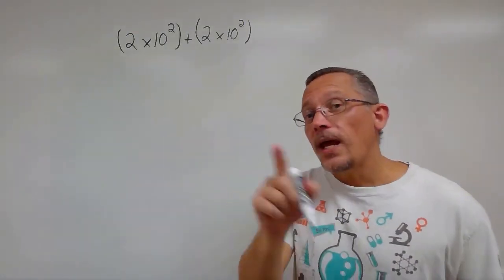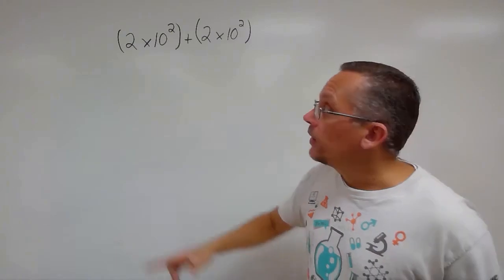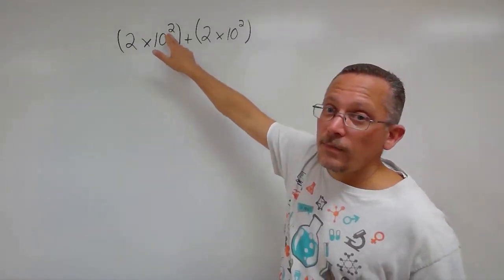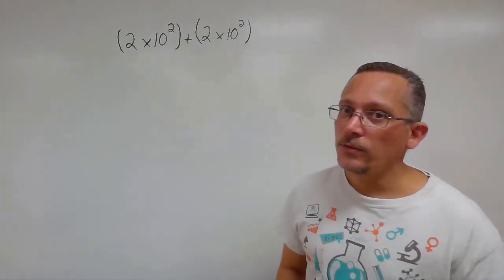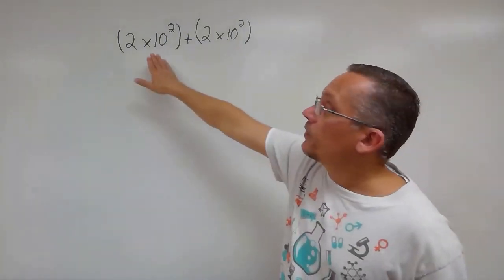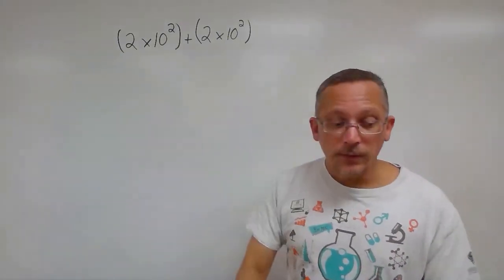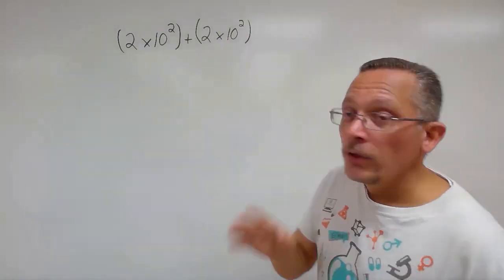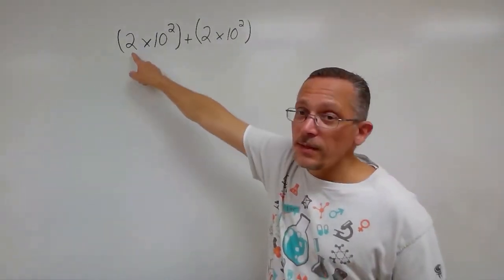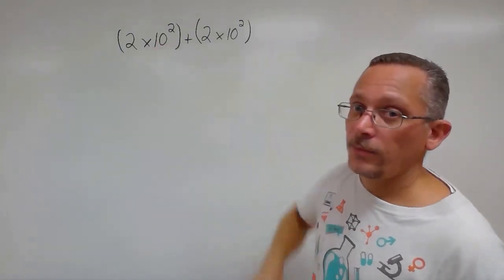Okay. Secondly, when I add or subtract numbers in scientific notation, they must have the same exponent. If they don't have the same exponent, I can't add or subtract them. Okay. So if I have 2 times 10 to the 2nd and 2 times 10 to the 2nd, they both have the same exponent, which is good, which means I can add them. Okay. So to add them, what I'm going to do is I'm just going to add the number parts, and I'm going to keep the same exponent.